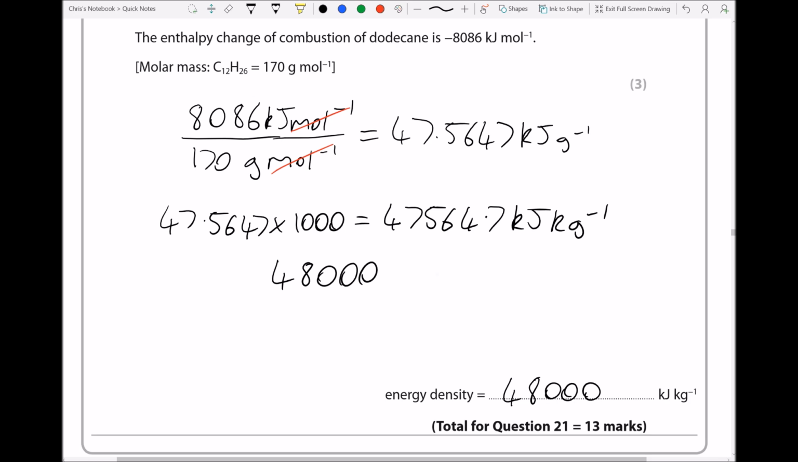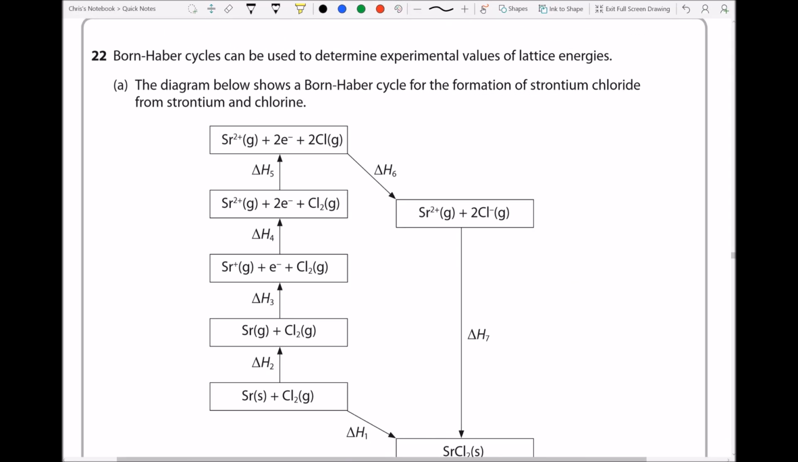So, yeah, that's it. Right, let's go on to question 22. Okay, so this is question 22. 22 starts by saying Born-Haber cycles can be used to determine experimental values of lattice energies. The diagram below shows a Born-Haber cycle for the formation of strontium chloride from strontium and chlorine.